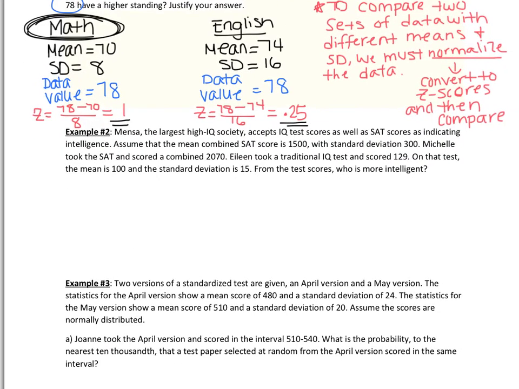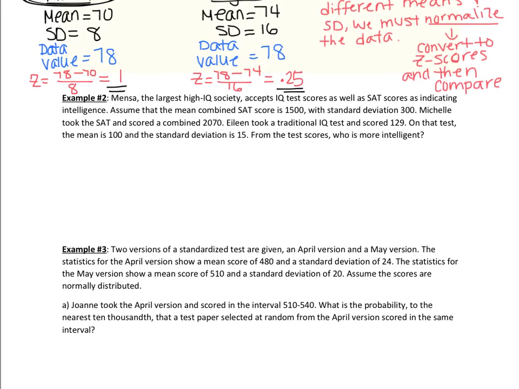Same type of question. Let's just read it first and take notes as we go. Mensa, the largest IQ society, accepts IQ test scores as well as SAT scores as indicating intelligence. Assume that the mean combined SAT score is 500 with a standard deviation of 300. Michelle took the SAT and scored a combined 2,070. Eileen took a traditional IQ test and scored a 129. On that test, the mean is 100 and the standard deviation is 15. From these test scores, who is more intelligent?